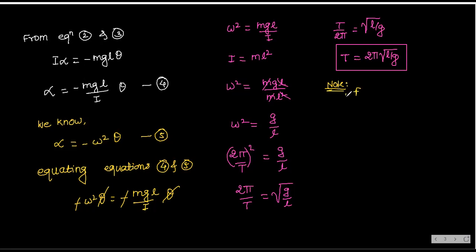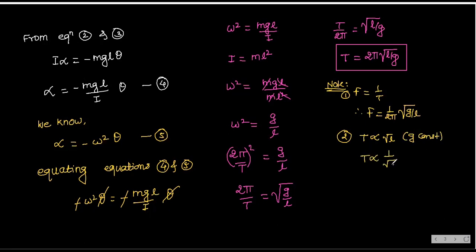First, frequency. Number one, frequency f is equal to 1 by T, and therefore f is equal to 1 by 2 pi under root of G by L. Just reciprocal you have to do. Second note point, T is directly proportional to root L if G is constant. And T is inversely proportional to root G if L is constant.